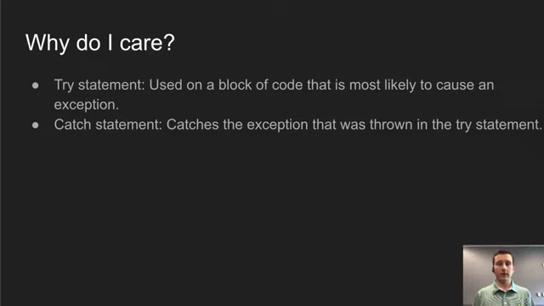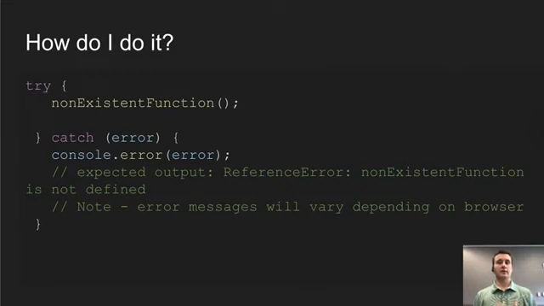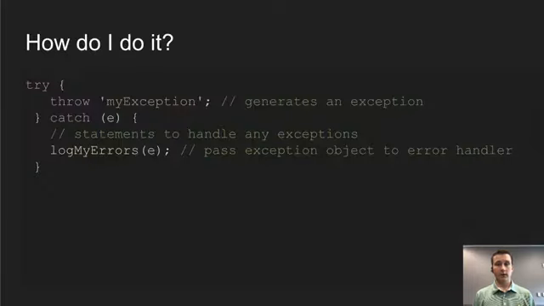So, why do I care? The try statement is used on a block of code that is most likely to cause an exception. The catch statement catches the exception that was thrown in the try statement. So what do I need? VS Code, W3 docs. How do I do it? Take the example shown above and add a throws exception. Now you try it. Here's an example. So in this case, we are throwing an exception and we're logging out the error.